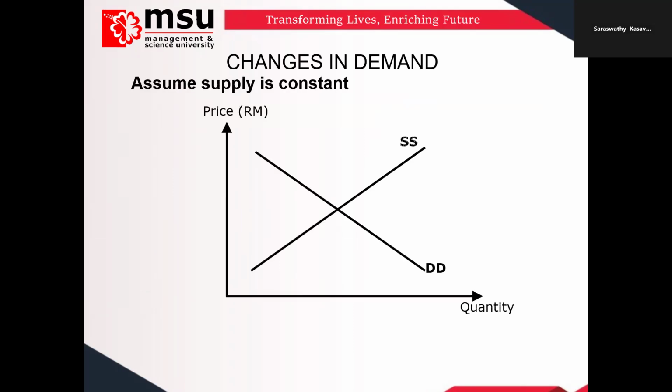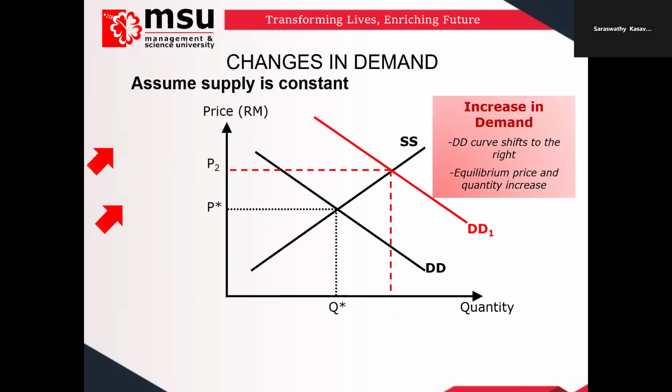Changes in demand. Assume the supply is constant, there is no change in supply. Changes in demand only. Let's say there is an increase in demand. What happens? The demand curve shifts from DD to DD1, to the right side.